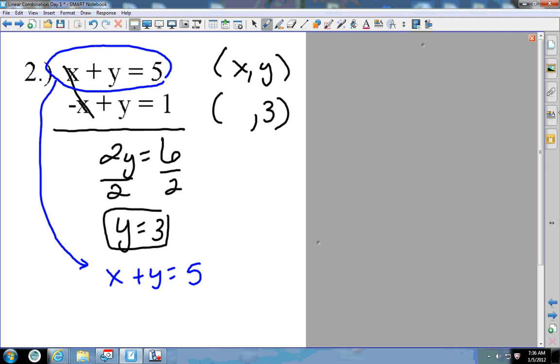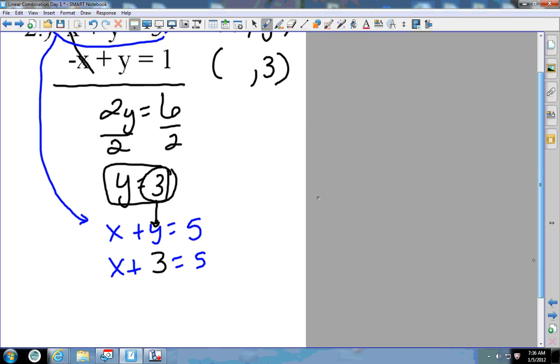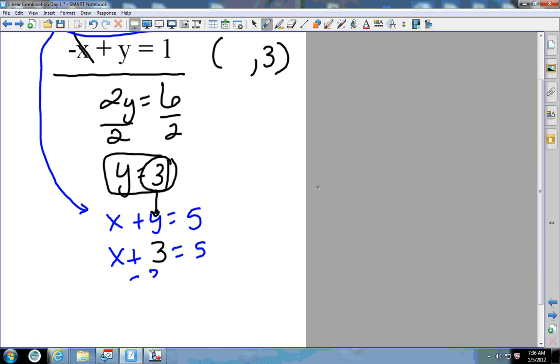All right, so now y is 3. Take this and substitute it right here in for y. So I have x plus, what goes in there instead of y? 3 equals 5. Okay, so let me move my board down a little bit. There we go. So now I subtract 3 from each side. X equals 2. So my solution is 2, 3.